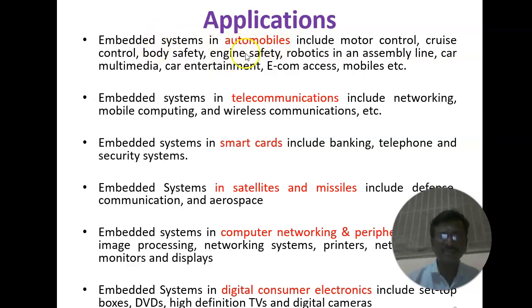Mainly, today the embedded system is used in automobiles, to perform motor control, cruise control, body safety, engine safety, and robotics in assembly lines, or multimedia, car entertainment, e-com, etc. So today, automotive embedded systems are highly important and the most commonly used techniques. The maximum of the automobile industries are using embedded systems for performing their applications.